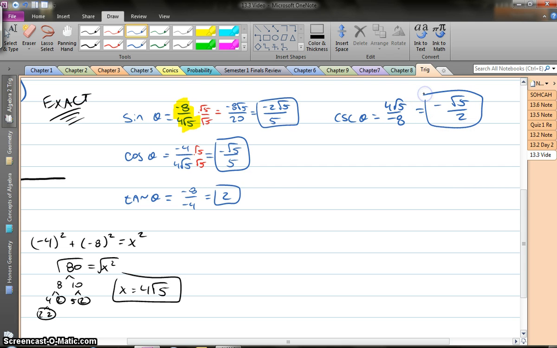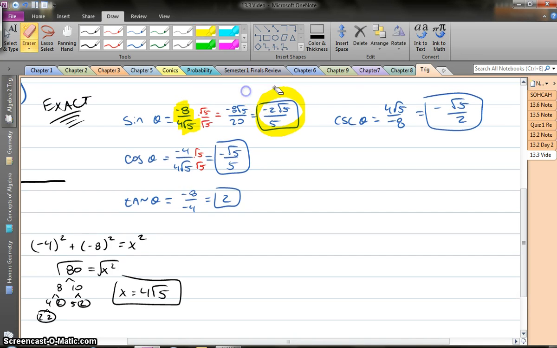Now, why did I use that one? Because if I take the reciprocal of that one, I have to rationalize again. If I take the reciprocal of this one, I don't have to rationalize because now my square root's on top. And these are equivalent expressions, equivalent values, so we can do that. Little trick.